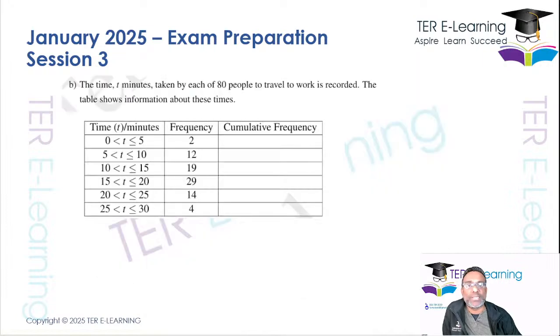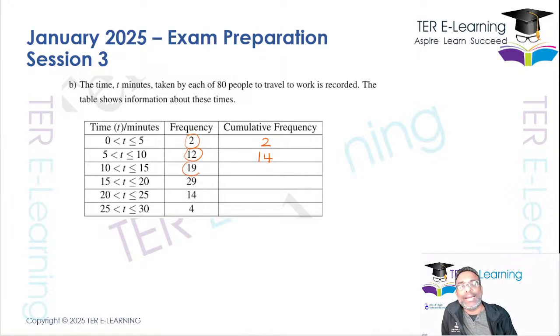I feel I missed out a piece of the question here. But basically, we need to complete the cumulative frequency table, right? Now, if you all remember how to do that, we start with the first frequency. There's nothing before, so it's going to be 2. When I'm working out for the second row, I need to add 12. So this here is going to be 14, right?